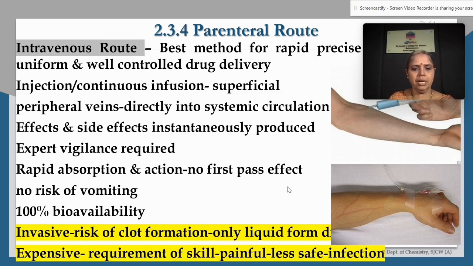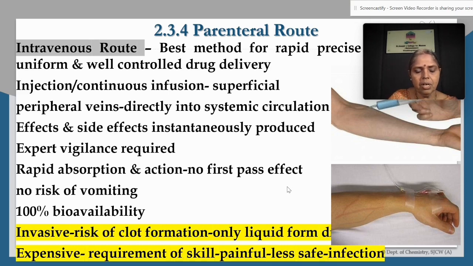Rapid absorption and rapid action, no first pass effect. Whatever concentration you want to give, you can give nicely without any fear that some drug will be lost due to first pass effect. So there's no first pass effect, there's no risk of vomiting, 100% bioavailability, but it is invasive. Invasive means a cut or a small incision is needed for injecting the needle.